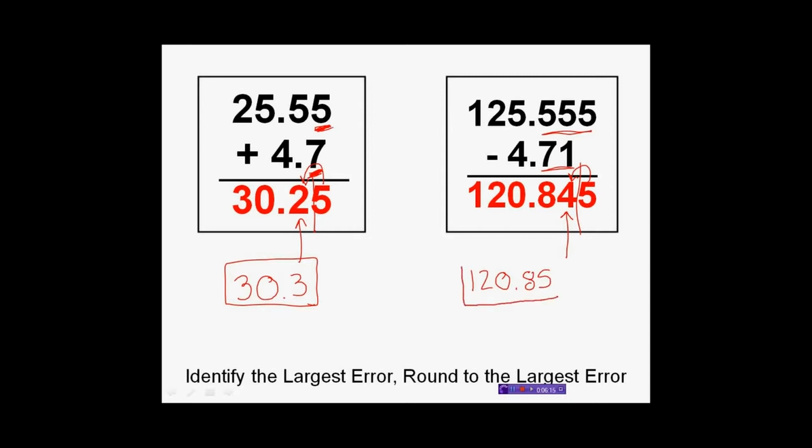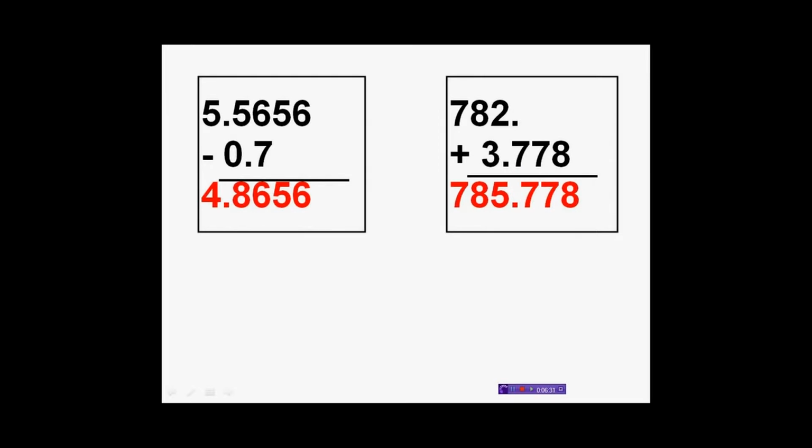And once again, let's do a check. How many decimal places does the answer have? The answer has 2 decimal places. And I also see 2 decimal places as being the lowest number in the problem. And so that is a good solution to our problems here. We're just going to do 2 more problems before we move on to multiplication and division.